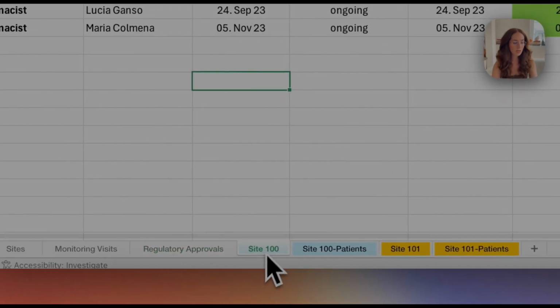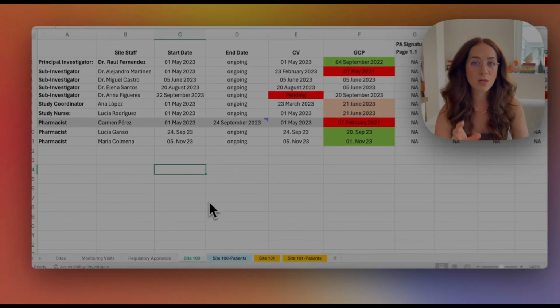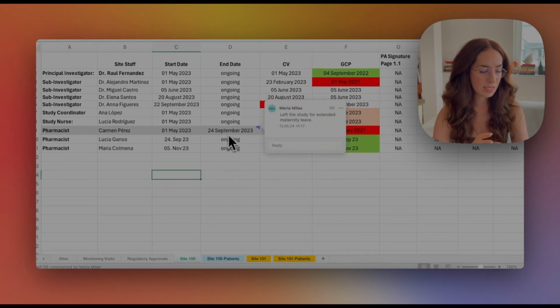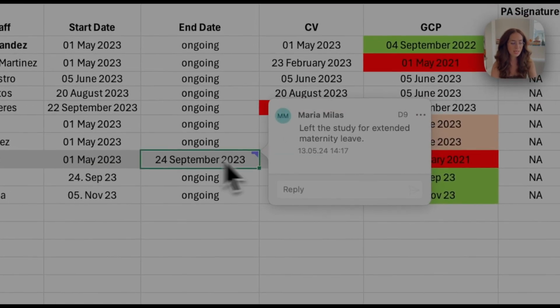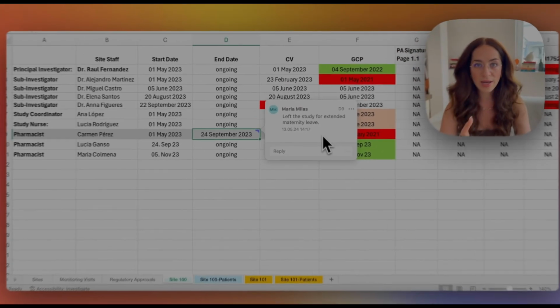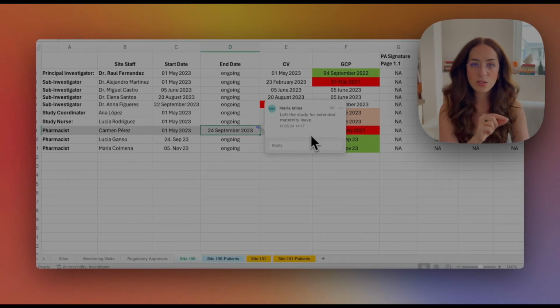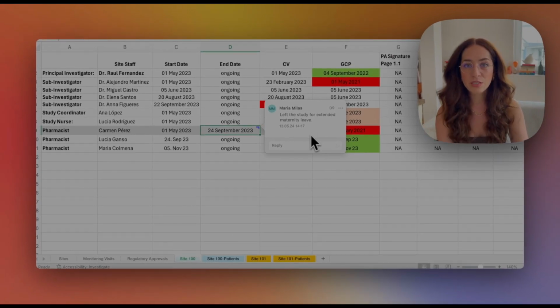Next, I like to keep track of more granular information when it comes to my sites. For example, this is site 100. I know who my principal investigator is, when this person joined the study, if this person is still ongoing or if they discontinued the study. I like to make little notes on why they discontinued the study. And these notes are great because when I put together my monitoring visit report, I can simply look into the comments that I have in this file and add these comments into the report.